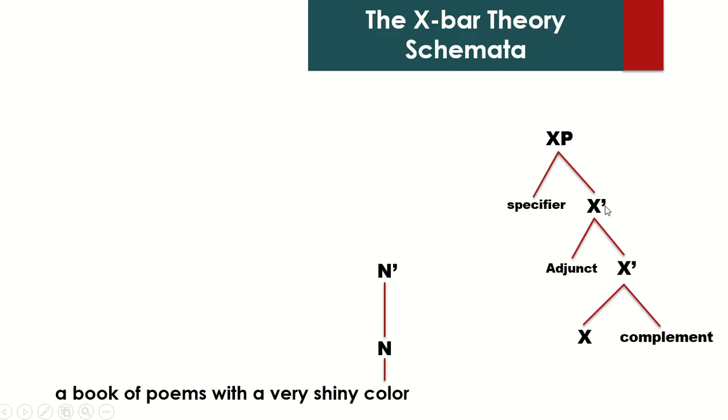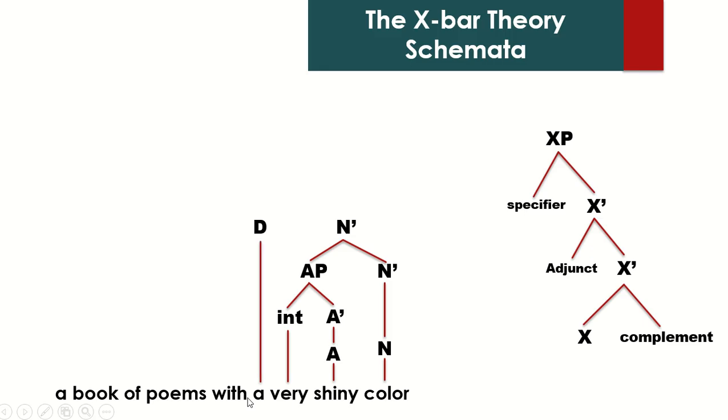What is the rule of a specifier? Sister to X bar, so we should project both A and A bar. And then this is the intensifier, which is a specifier, sister to X bar, daughter of XP, so we finish AP. The rule of an adjunct is sister to X bar, daughter of X bar. We replace X with the head, which is N here, so sister of N bar and daughter of N bar. Finally, the determiner is a specifier, so sister to N bar, daughter of NP.